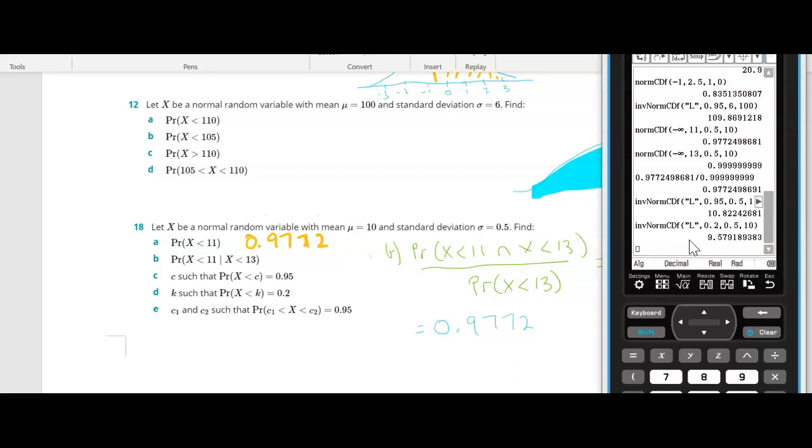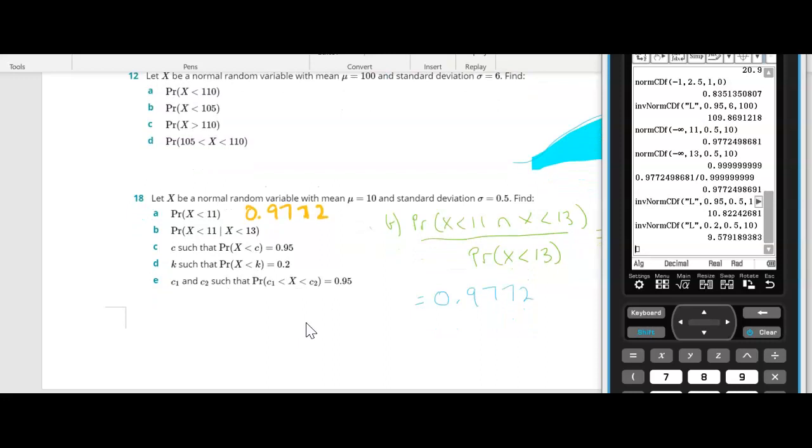And then what's the next one? C1 and C2 such that the probability of X is between C1 and C2. Oh, that's getting quite loud. Hopefully everything's okay.